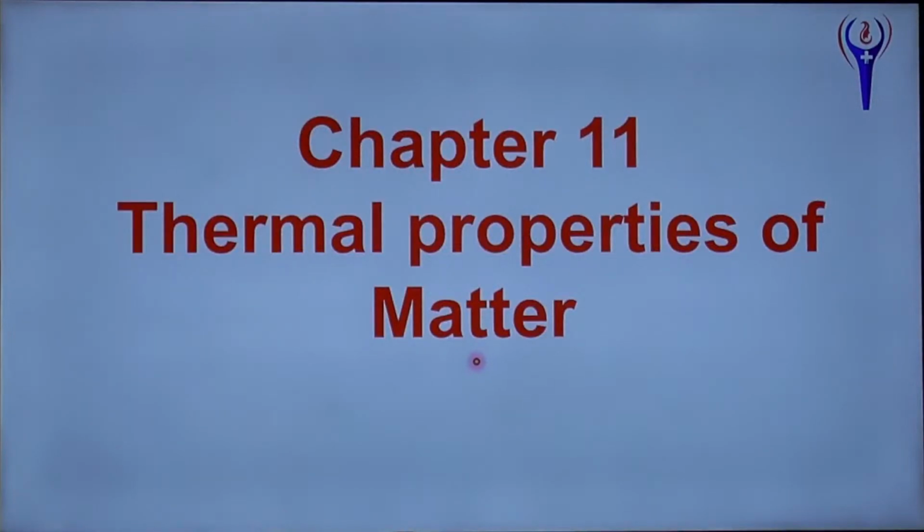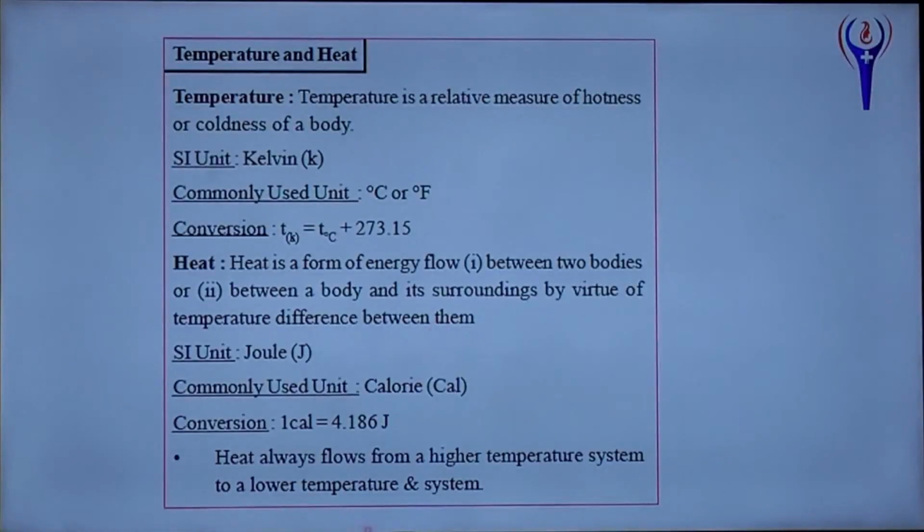Next chapter, thermal properties of matter. What is the meaning of thermal? Thermal means heat. Temperature and heat. Temperature is a relative measure of hotness or coldness of the body. The simple definition for temperature is this only. Temperature is the degree of hotness or coldness, or measure of hotness or coldness of a body.